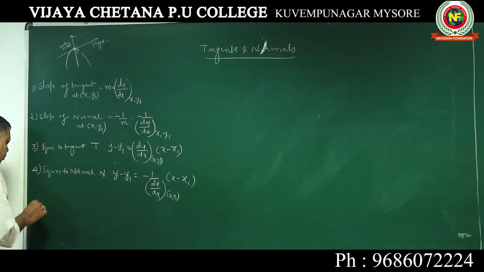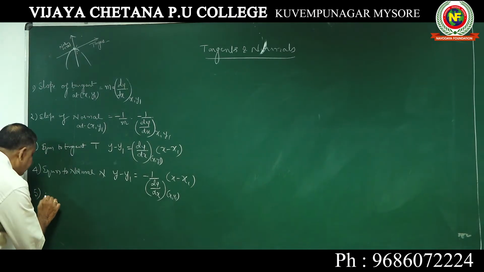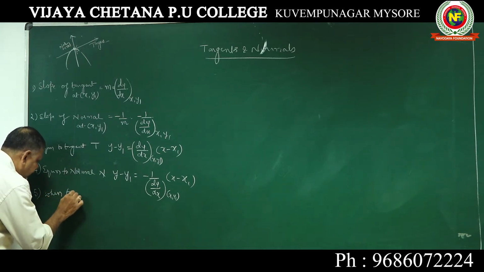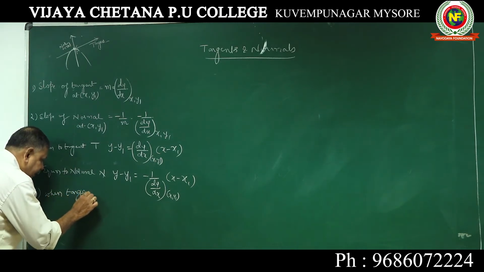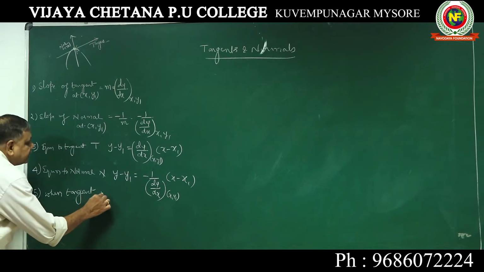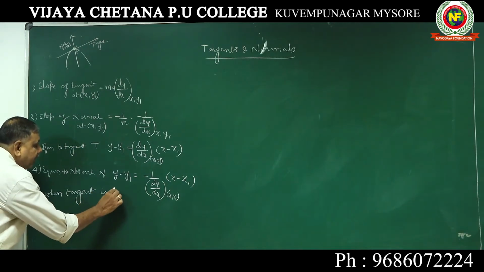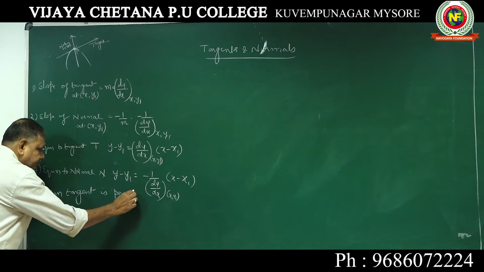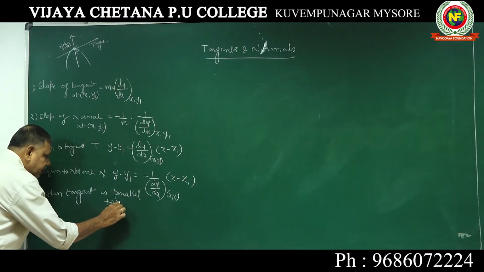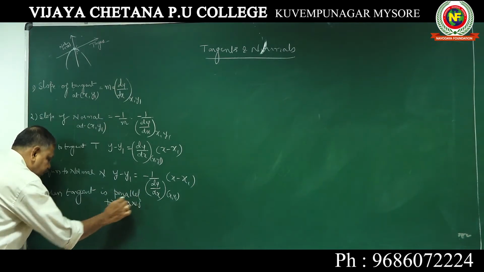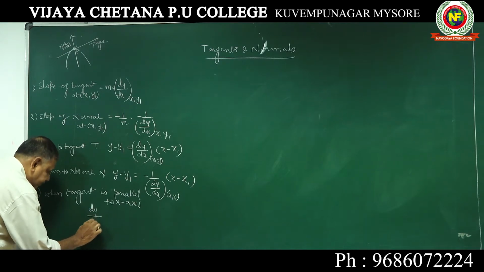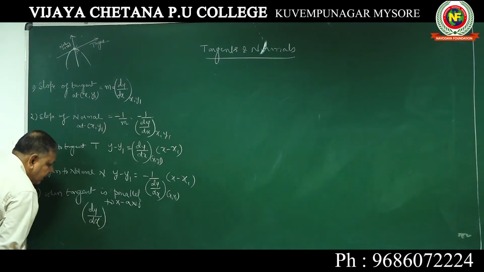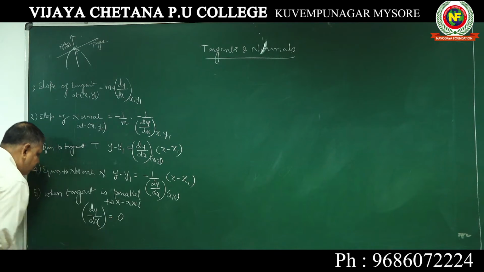Apart from this, one more is there. Fifth one is when tangent is parallel to x-axis. Write down. This you have not taken yesterday. Please take down. When tangent is parallel to x-axis, slope is 0. Dy by dx is 0.